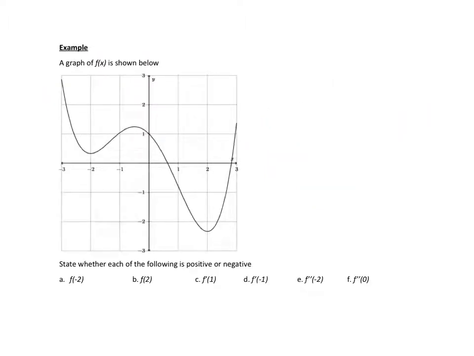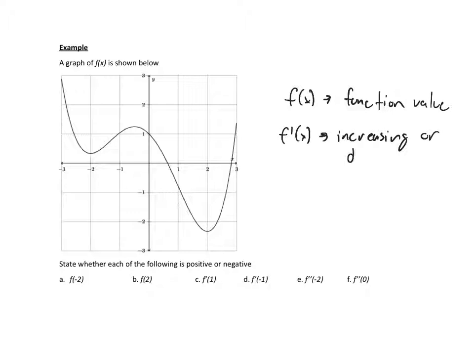So if we want to consider some stuff graphically, f of x tells us the function value. f prime of x tells us increasing or decreasing. And the second derivative, f double prime of x, tells us concavity.